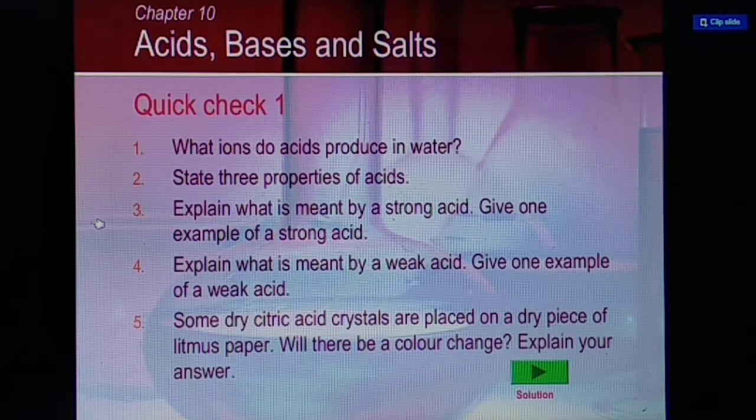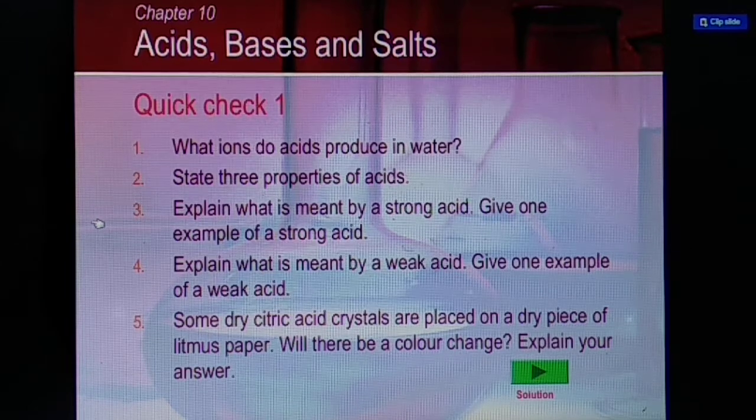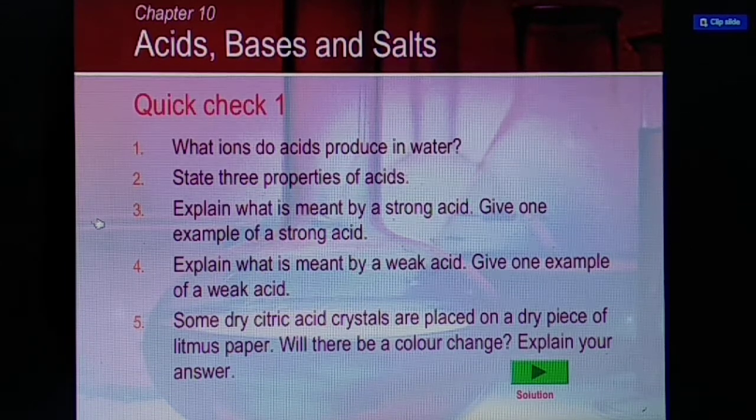Now students, what do we have? Quick check. First one. What ions do acids produce in water? Tell me students. The answer is hydrogen ion. State 3 properties of acids. Tell me students, what are the properties of acids? Acids are sour in taste. Acids produce hydrogen ions with water.